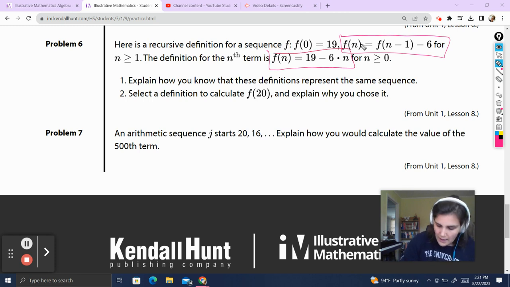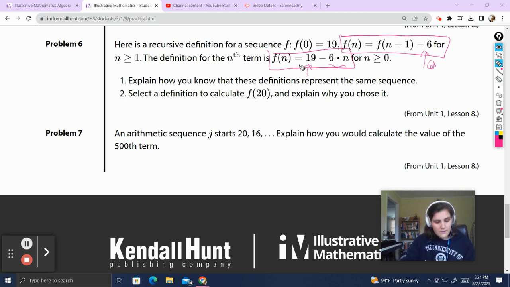Now, how do I know this is equal to this? Well, I know that as n goes up, I'm going to be subtracting 6 several times. And the way that I write doing that several times is 6n. And that's where I got that from. I know my first term is going to be defined based on the 0th term. And the 0th term is 19. And that's why that's right there. And in that way, I know that they are the same function.